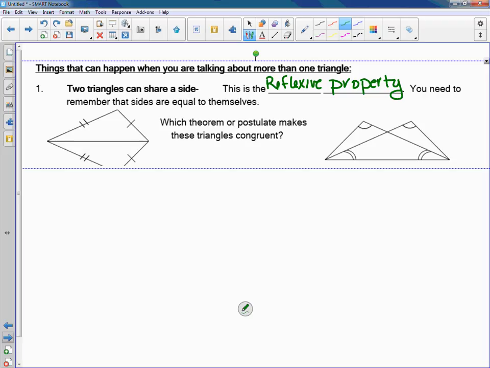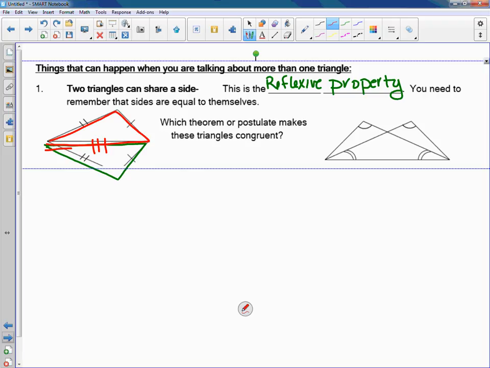So if you look at this, here is one triangle. Whoops, my thing is off. And then here's another triangle. Whoops, ooh, you're really off. Do you notice they share that side in the middle? So we call that a shared side. It is congruent to both triangles.